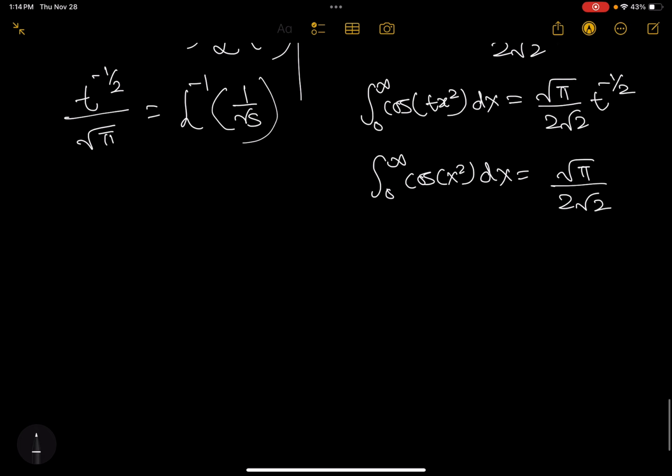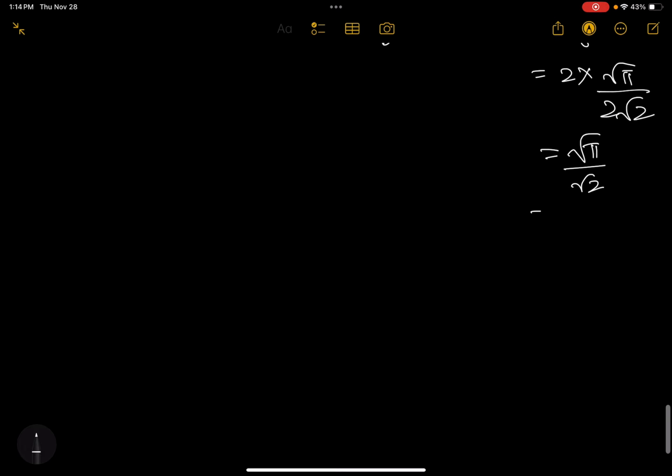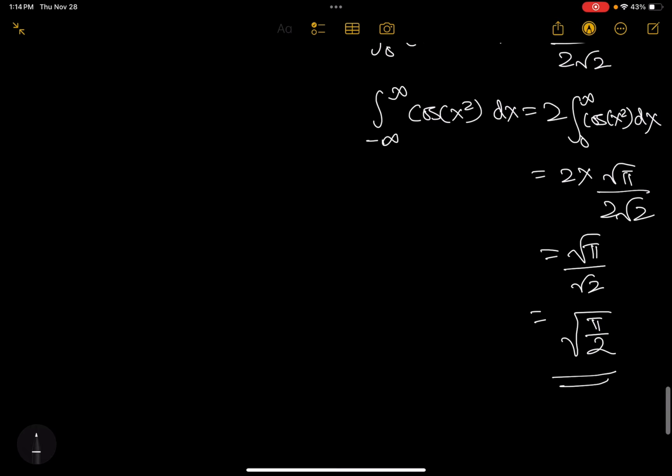If I make the domain of integration from minus infinity to infinity, since it's an even function, this will be twice the original integral from 0 to infinity of cos of x squared dx. We know that this is just root pi by 2 root 2. So our intended Fresnel integral is just root pi by root 2, which is exactly in the form of root of pi by 2. And that's how we solve the Fresnel integral, guys.